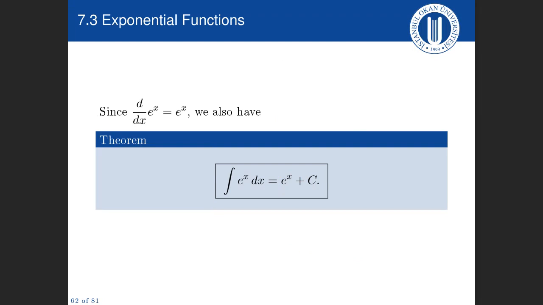Because when we differentiate e to the power x, we get e to the power x, we could do the opposite. Integration is the opposite of derivatives. If e to the power of x is the derivative of e to the power x, then e to the power x is also an antiderivative of e to the power x. So the integral of e to the power of x dx must be e to the power of x plus c.